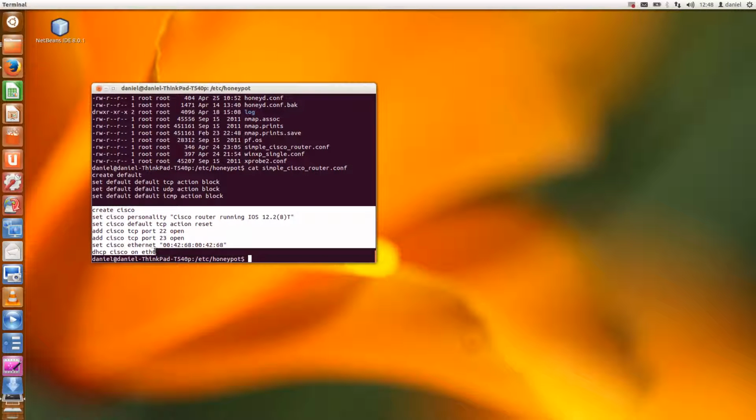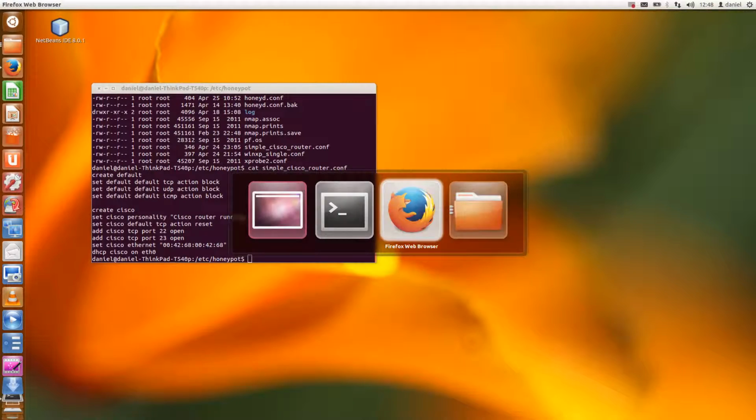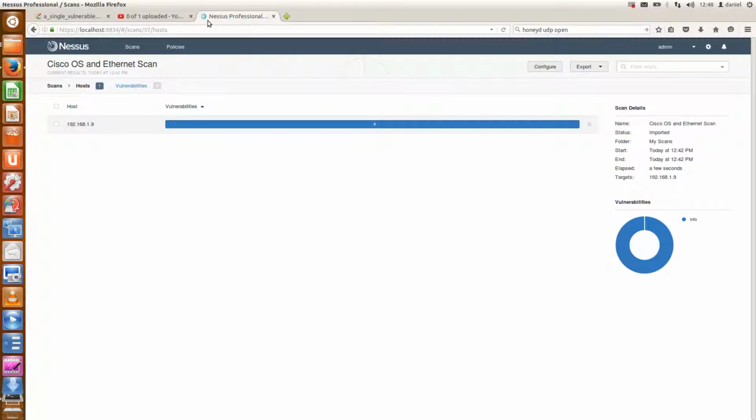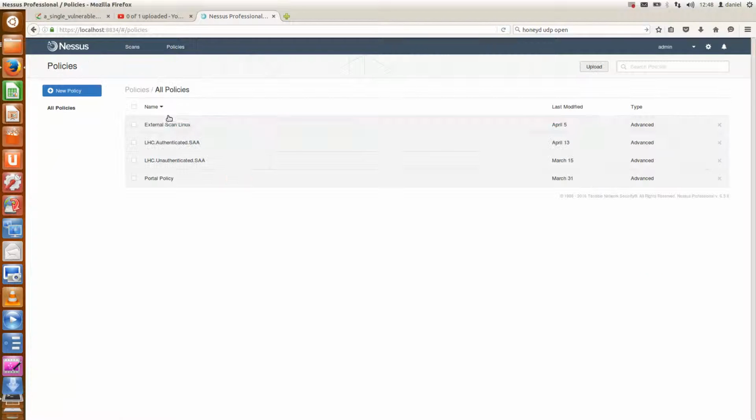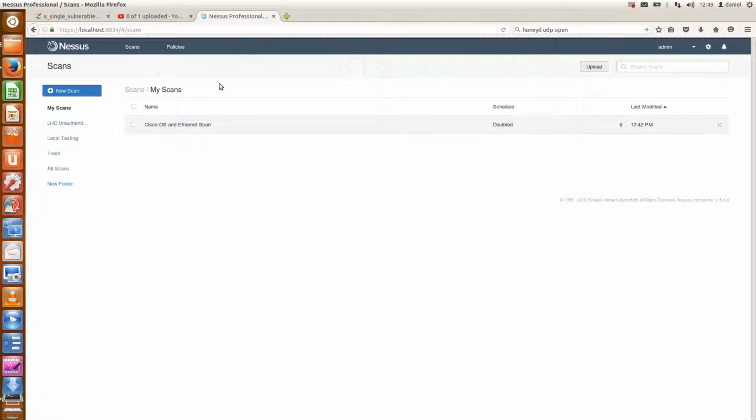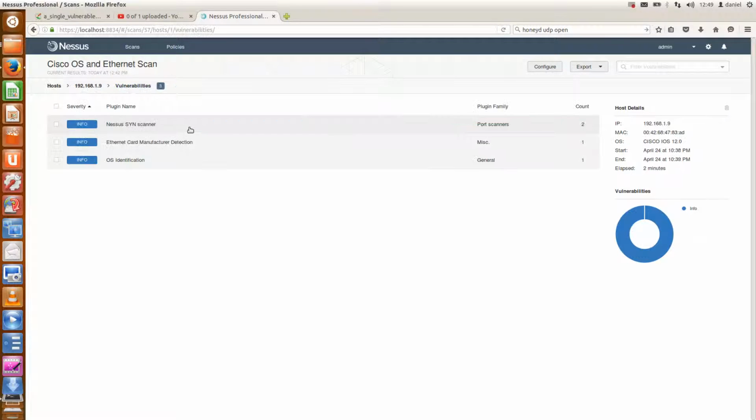I've already run this experiment. What I would like to present is the actual findings, from a Nessus Professional perspective. So the IP address I was given by my router was 192.168.1.9. I set up a specific policy around the detection. It's not on this machine. It's actually on the machine I'm testing from, 192.168.1.4. So I exported the Nessus file. It's an XML file, and I uploaded it into my Ubuntu machine. So this is what Nessus came back with.